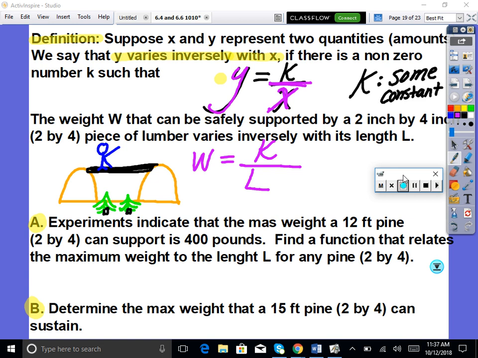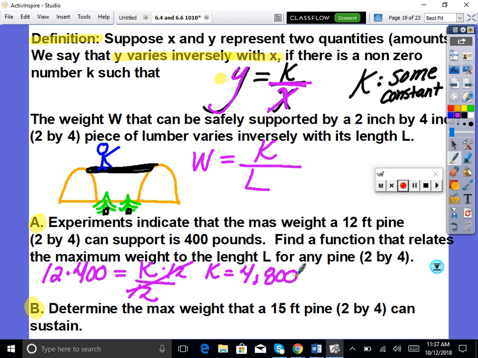So what are we plugging in? How much weight? 400. That's equal to, K is what we're going to be solving for every time in our first step for these. Our length is 12, isn't it? So now solve for K, so you times by 12. So K is 4,800. So now you'd go back and say, okay, so my formula is actually W is equal to 4,800 divided by L. I'm telling you, every time with these type of problems, the first sentence or the first step, they will give you enough information to solve for K first.